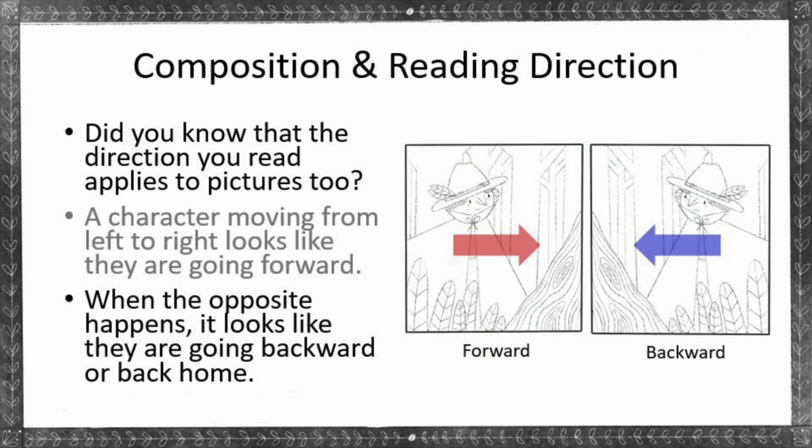Something to keep in mind is that we read from left to right, so often we see action moving in the same direction. If something is moving right, it seems like they're going towards something. If they're going to the left, it might seem like they are traveling backwards or going back home.